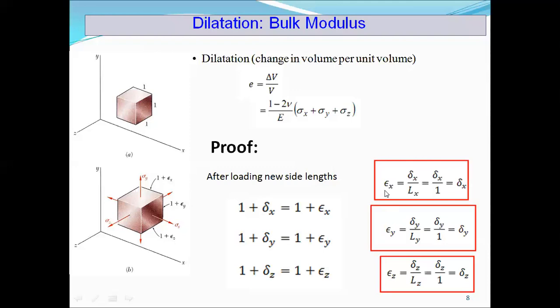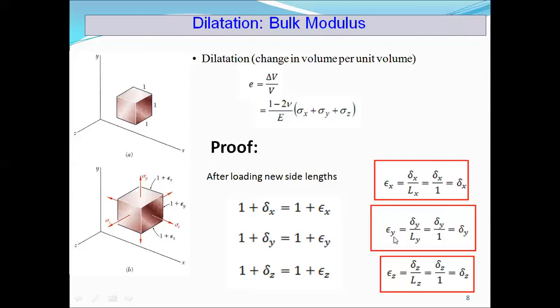Strain epsilon x is delta x by Lx: the change in dimension per unit original dimension. The change in dimension, let's say, is delta x, and the original dimension along the x-axis is 1. So delta x by 1. For this unit cube, epsilon x is actually equal to delta x.